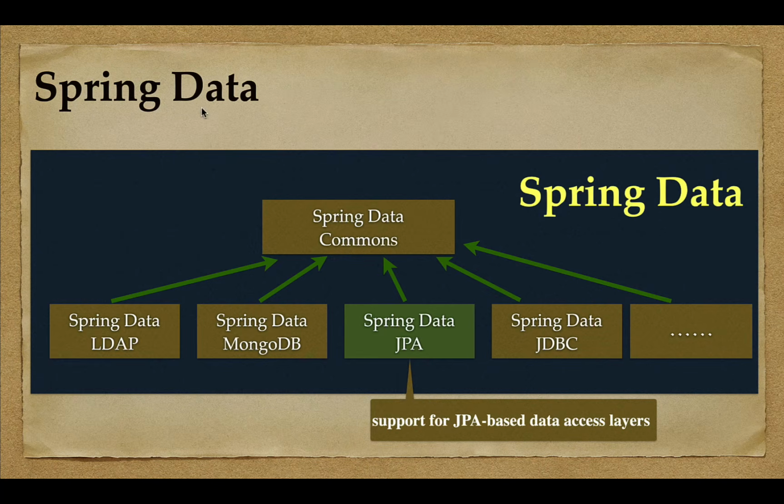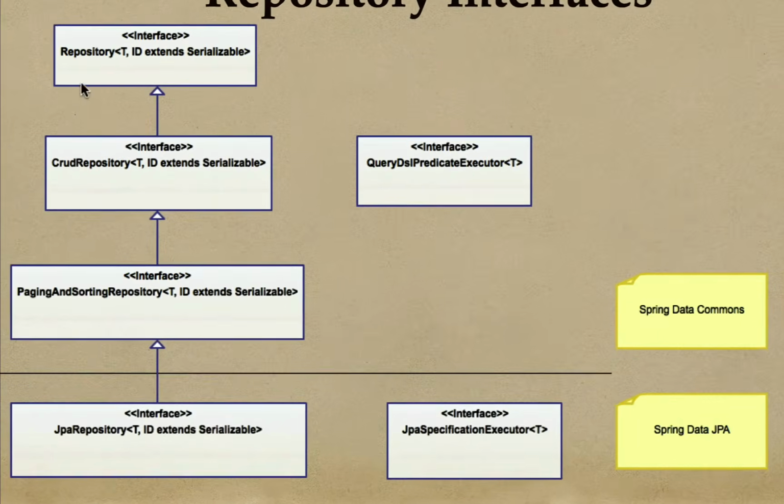Well, once we understand the Spring Data framework modules and its hierarchy, let's go back to our repository interfaces class diagram over here. If you look at the class diagram, Repository interface is basically a root interface, and CrudRepository interface extends Repository interface. PagingAndSortingRepository interface extends CrudRepository interface, and QueryDslPredicateExecutor interface is basically independent of these interfaces. Alright, and these four interfaces belong to the Spring Data Commons module.